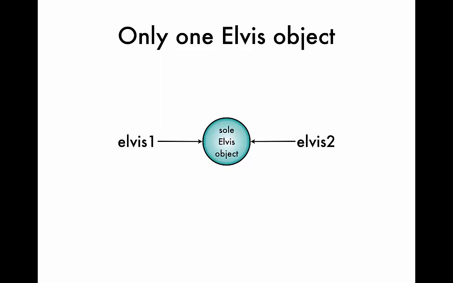Here's an example of a singleton object. The class Elvis has only one instance or object associated with it. Multiple variables can refer to that object, but there's only one object of type Elvis.